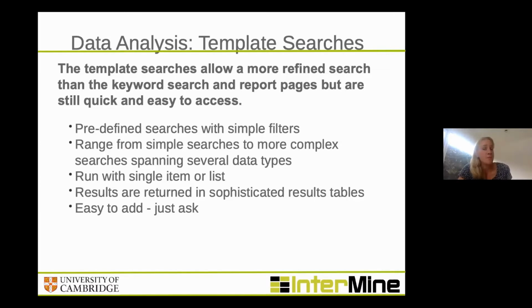They range from simple searches, which may cover just one data type, to more complex searches that can span several data types. And pretty much every template you can run with either a single item, for example a single gene, or with a list. The results are returned in the results tables that we'll have a look at.